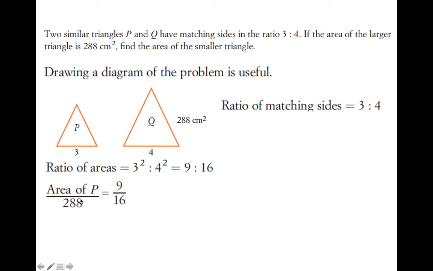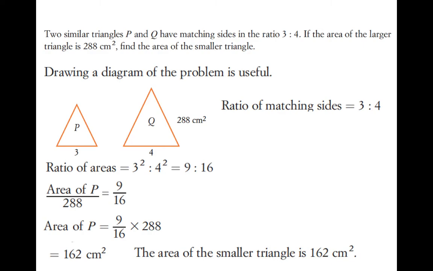And I do the same as I previously did, and I bring that 288 over to the other side. It's division on this side, so I bring it to the other side and I multiply. And now I'm going to be able to get the area of P by just punching that into my calculator. 9 over 16 times 288. And I get my area, which is 162 centimeters squared. So I found out by using the scale factor of 9 over 16 what the P triangle area would be. So the area of the smaller triangle is 162 centimeters squared.